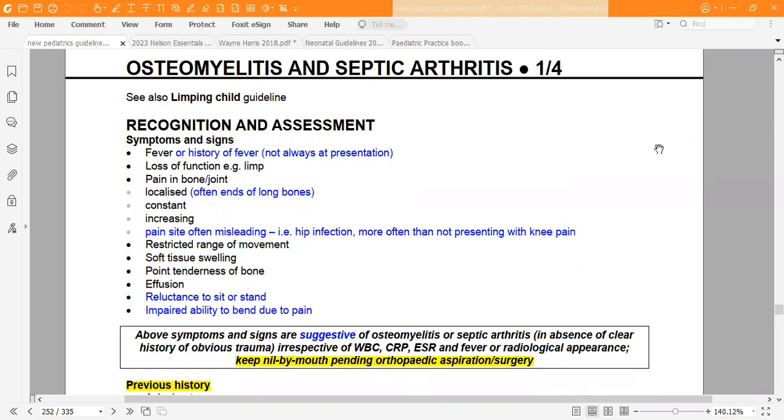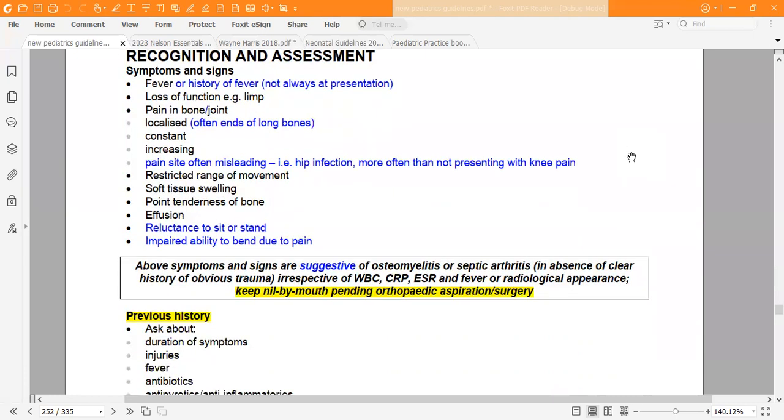Recognition and assessment, symptoms and signs. First of all, it's going to be fever or history of fever, not always at presentation, loss of function, limping, pain in bone or joint. This could be localized, often ends of long bones, constant, increasing, pain site often misleading. For example, hip infection more often than not presenting with knee pain.